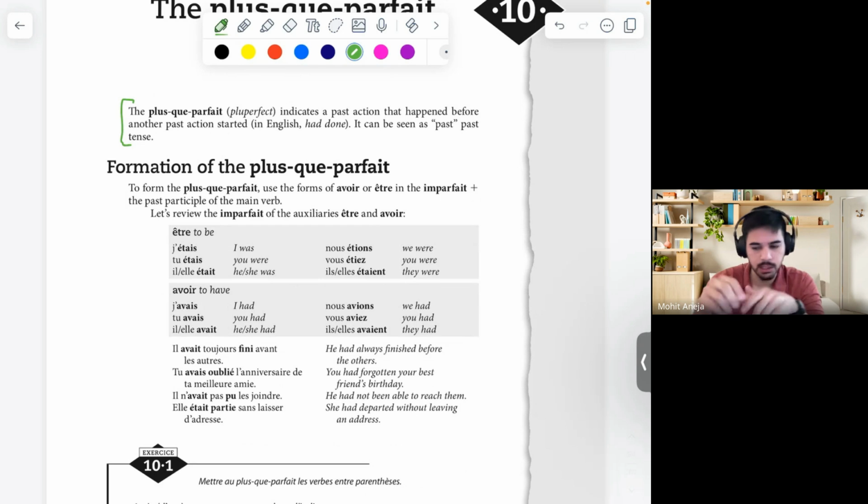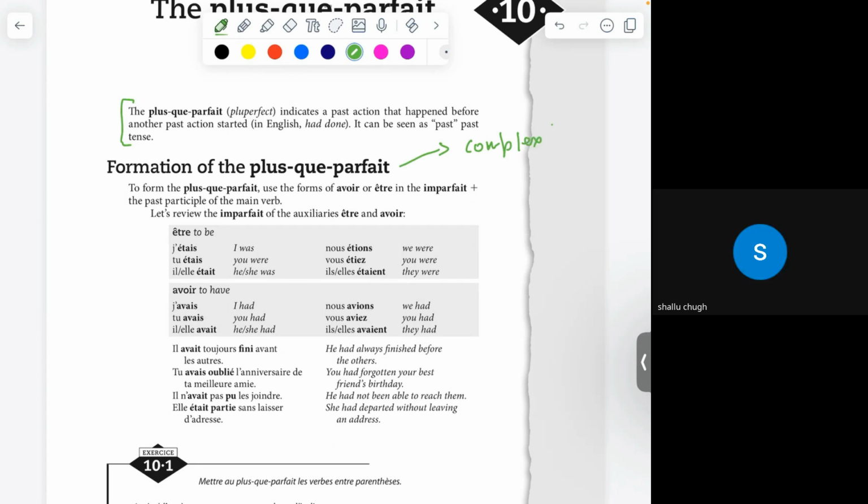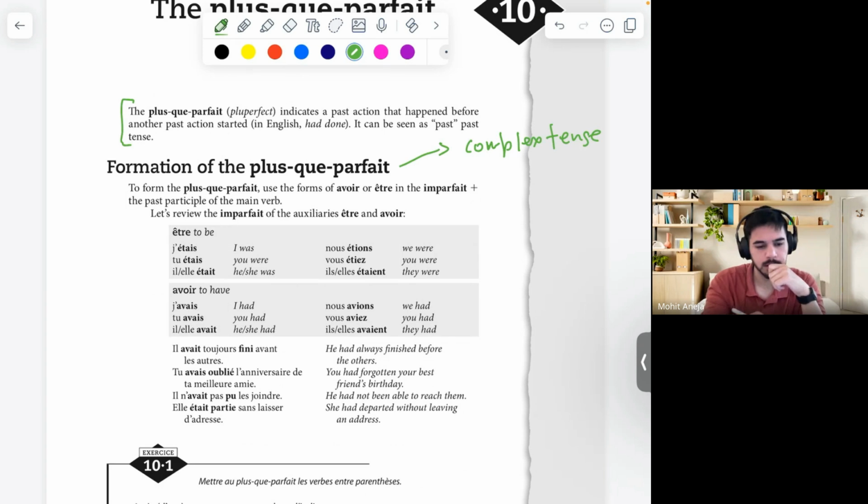Let's see again, this is a complex tense. What is complex tense in French? Made of two parts. Made of two parts, très bien, okay. And what are those two parts generally in French, Aishwarya?